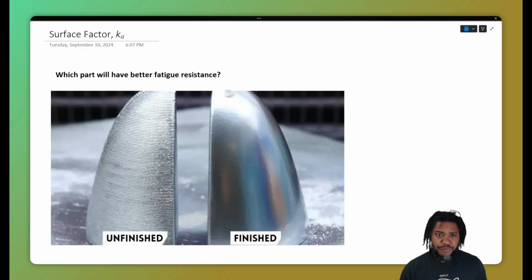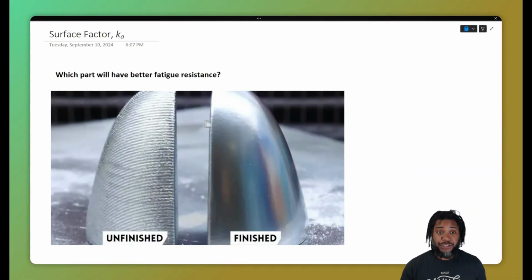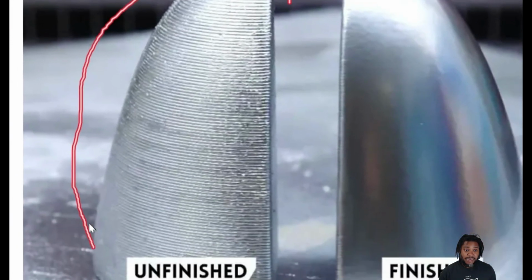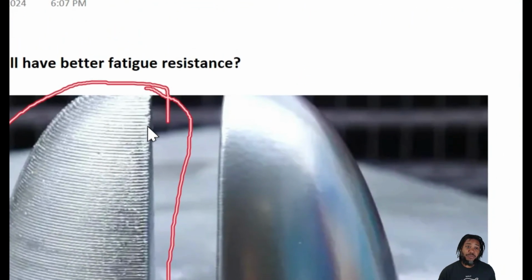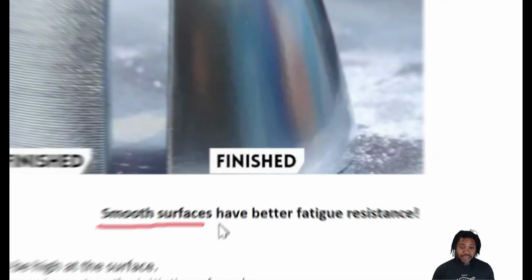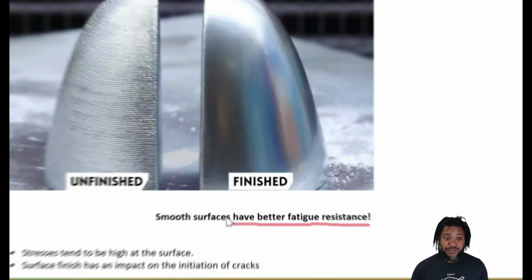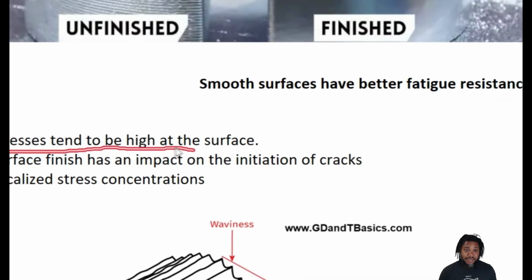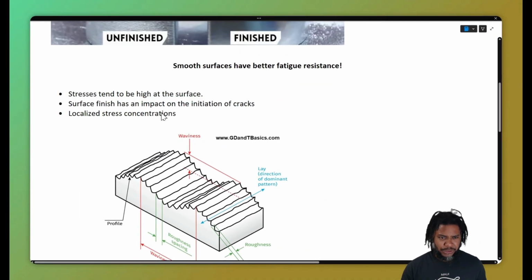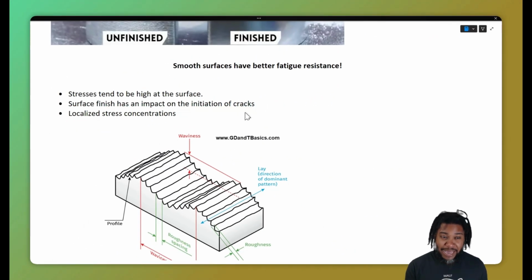Now, if you selected the part that is smooth, then you selected the part that has more fatigue resistance. If you selected the part that has an unfinished surface, you selected the part that has less fatigue resistance. You see, smooth surfaces that have less defects on their surfaces tend to have better fatigue resistance. You see, stresses tend to be high at the surface of parts. And surface finish has an impact on the initiation of cracks.